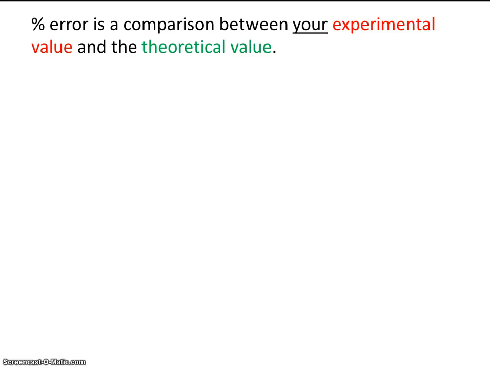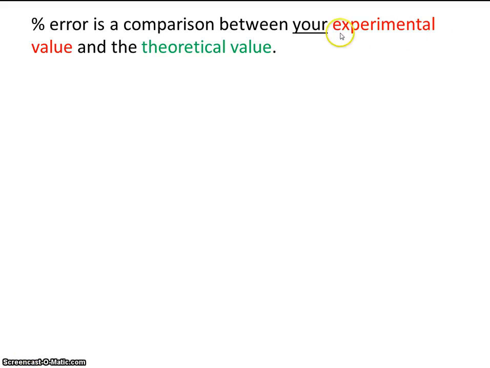Oftentimes in science, after collecting data or performing an experiment, we want to compare the values that we calculated with what the known values are or what the theoretical values are. And then based on how close our calculations are to what we thought we were supposed to get, well, we can do something called an error analysis, or we can calculate the percent error.